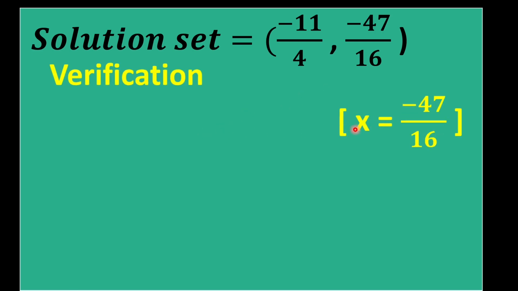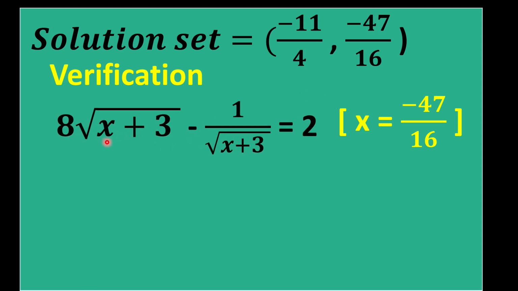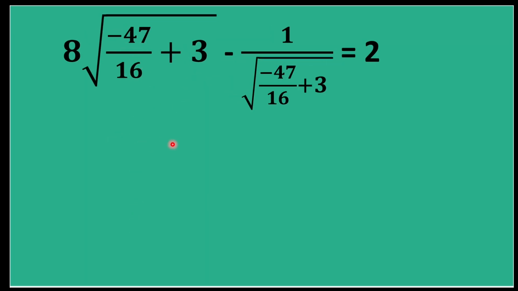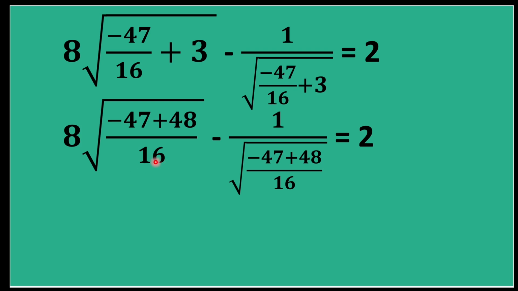So when x is equal to minus 47 divided by 16, this was our original equation. Now we will put x equal to minus 47 divided by 16 over here. First of all, we will take 16 as LCM. Here minus 47 and 16 times 3 equals 48, and similarly over here. So minus 47 plus 48 equals 1. So 1 divided by 16 and similarly 1 divided by 16.